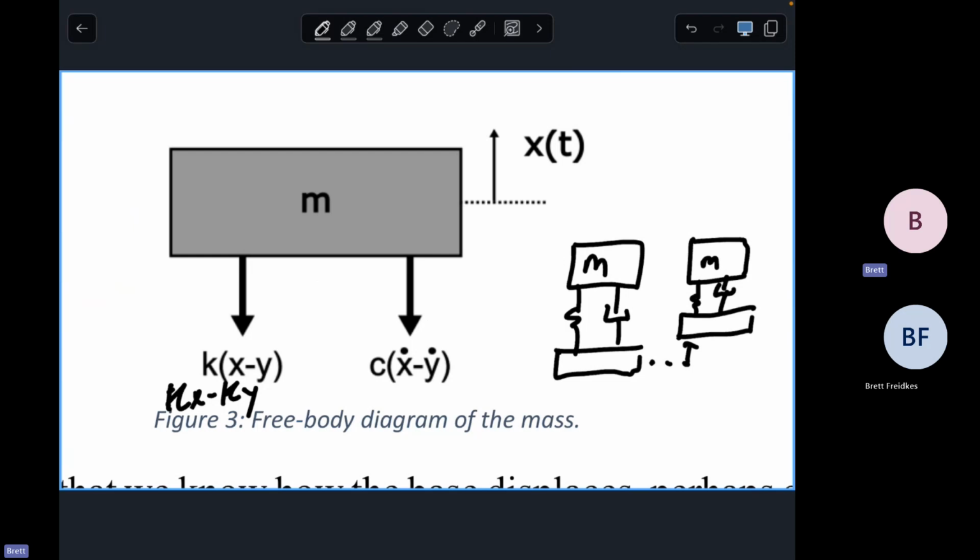Same thing with the damper. The damper is the same thing. It acts just like the spring. The only difference is it's based on velocity and not position. Is that okay? Feeling good? Okay.